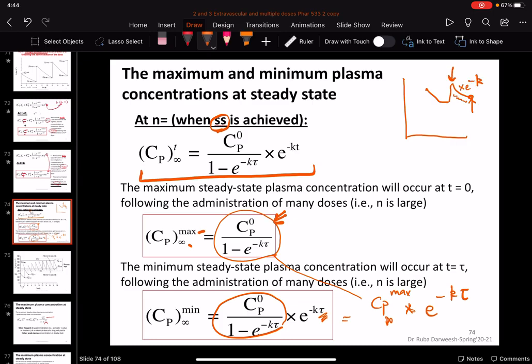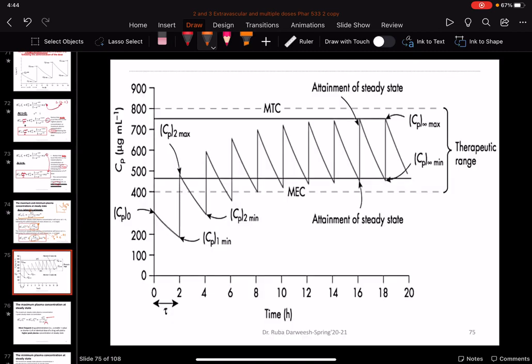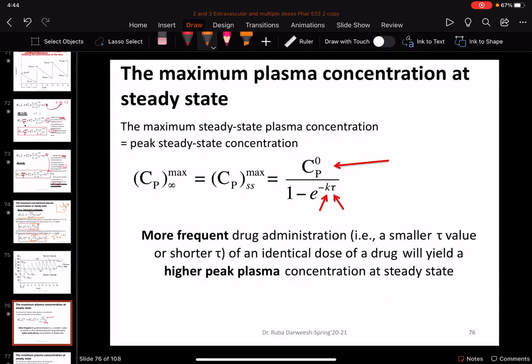Which is multiplied with the exponent of minus k multiplied by the time at this point, which is what? Tau, which is again the same concept that you know, but we are adding it in terms of multiple doses. And this is what explains the whole profile that I already explained to you in the previous one that I drew manually.